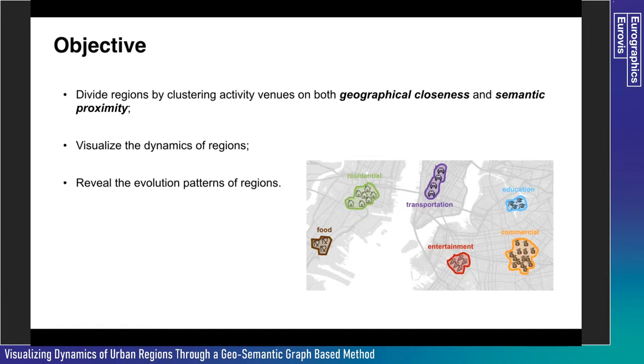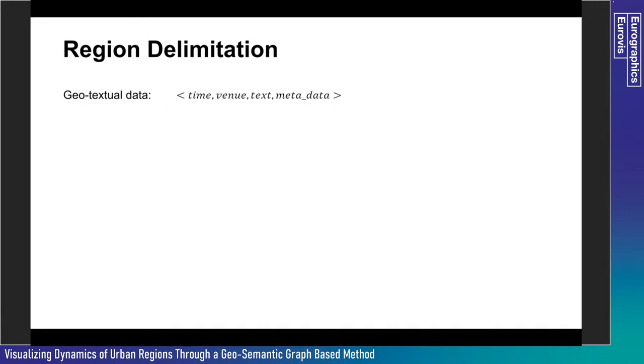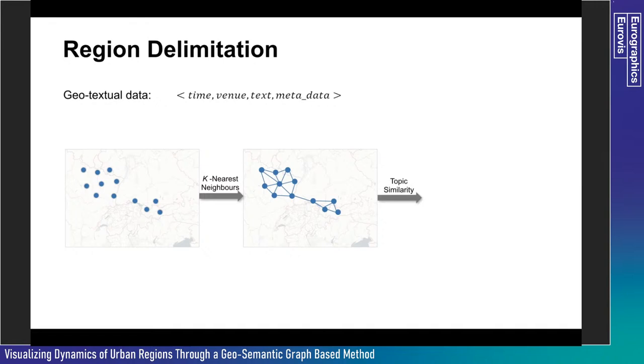This figure shows the framework of our implementation. We take advantage of the temporal geotextual data. The workflow covers main modules including textual analysis, region delimitation, and region mapping. Before we go any further into these modules, let's have a look at the format of the temporal geotextual data. Each data item corresponds to a discrete geographical venue with a timestamp, a location coordinate, and the textual description information. We connect each venue to its k-nearest neighbors to ensure that only closely located venues will be assigned to the same region. The connection weight is measured by the semantic similarity between their textual descriptions.